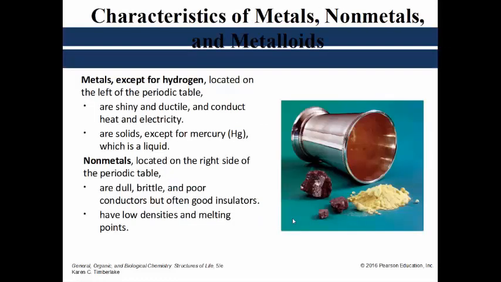Alright, we'll talk about some traits of the three of those, the metals, metalloids, and nonmetals. Metals, other than hydrogen, are located on the left-hand side of the periodic table. They are going to be very shiny and very ductile, which means they're able to be bent and twisted into various shapes. These are going to be very good conductors of electricity and heat. All metals are also going to be solid except for mercury. Mercury is the only example of a metal that is liquid at room temperature.